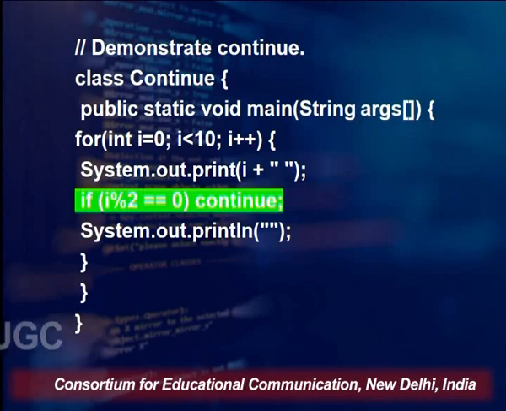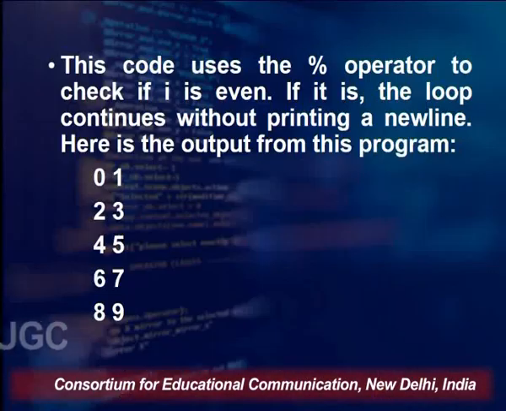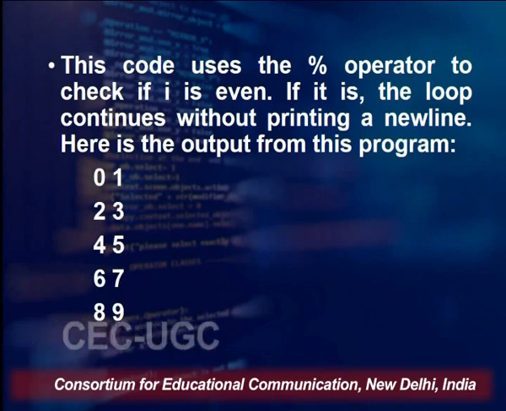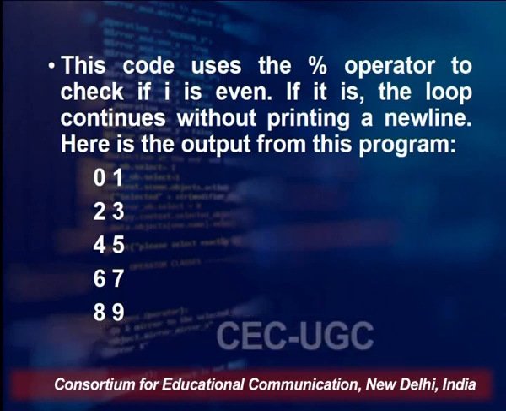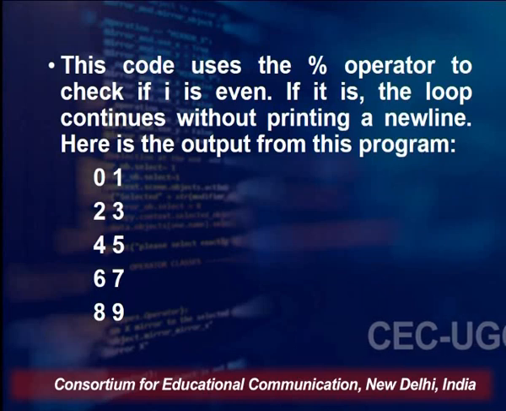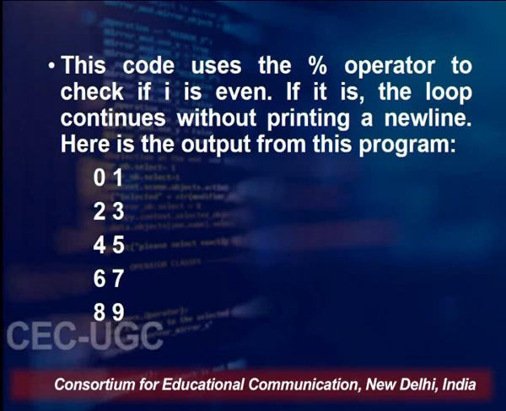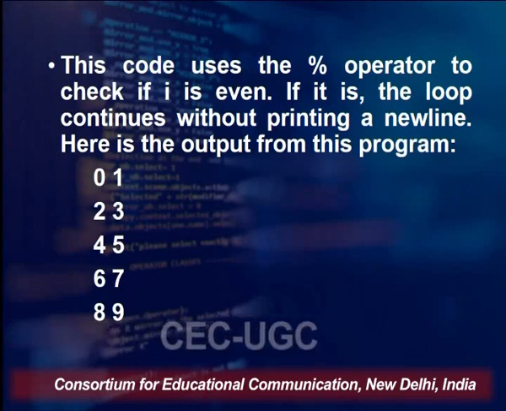So whenever the remainder of i, when divided by 2, is equal to 0, that means whenever the value of i is even, it is not going to change the line. This code is using the mod operator to check whether i is even, and if it is even, the loop continues without printing a new line, and here is the output of the program.